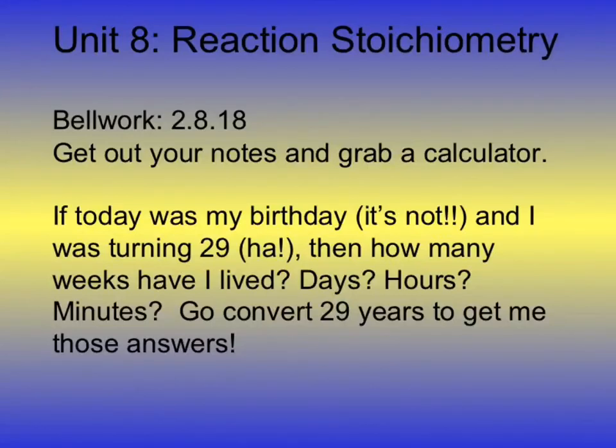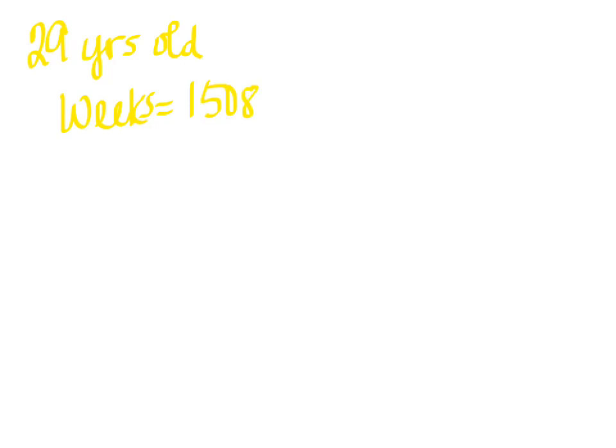Okay, so we have the spell work, and let's see what answers we got. So what was the answer we got for how many, I am 29 years old, then how many weeks? 1,508. And we solved that by saying, what's the conversion factor? For every 1 year, there's how many? 52 weeks.